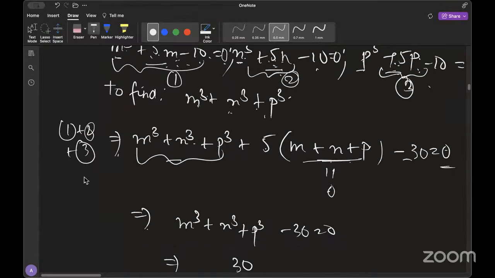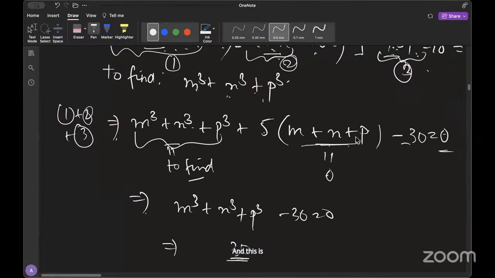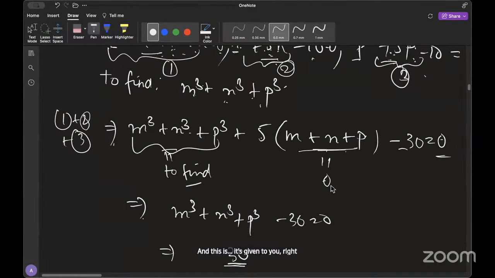So we've just simply added these equations. And it's given, you have to find this value. This is to find. And this is what's given to you, right? m plus n plus p is given to be 0. That means your m cube plus n cube plus p cube simply becomes 30. Is that okay?